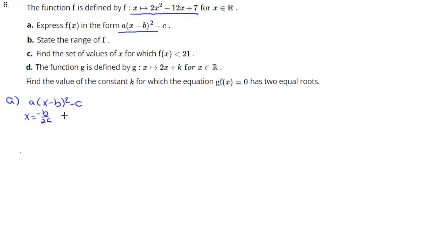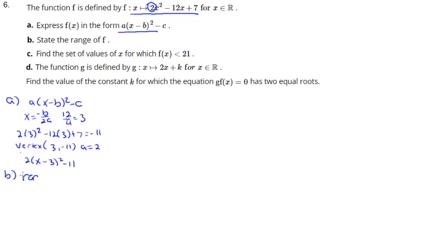Okay, so if I do negative b, that's going to be positive 12, and then over 2a, that's going to be over 4. So the x part of my vertex is going to be 3. When I substitute the 3 back into the function, I find out that it's going to be negative 11. So there's my vertex right there. I already know what my a is. That's a 2. It's the same in both forms of this equation. So I just have to fill it in, and I've got it.